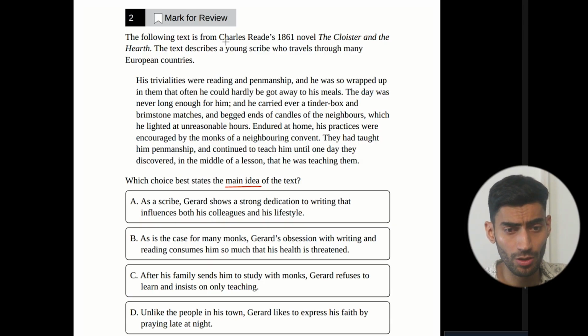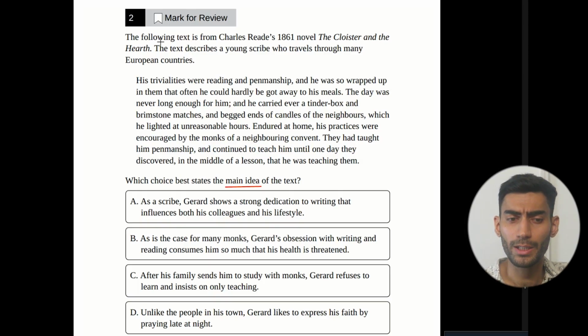The following text is from Charles Reade's 1861 novel, The Cloister and the Hearth. So this is some kind of extra information. If I need to know the name of the book, I might get back to it, but probably I won't need it. What I need is the main idea in this passage. So when I'm reading this, I go very fast. I go from this guy's 1861, the book number, blah, blah, blah. I read it like this in my head when I'm actually doing the test. Of course, I might need it, but I just skim over the unimportant parts as much as possible.